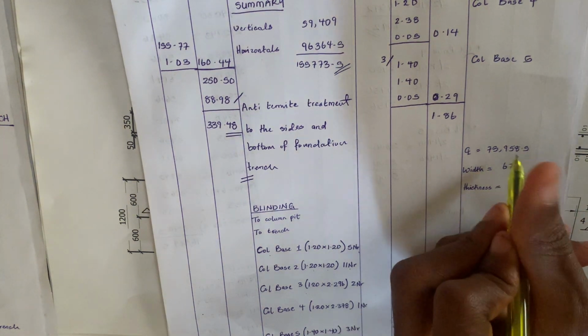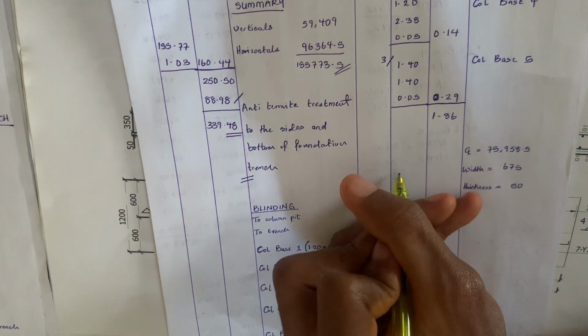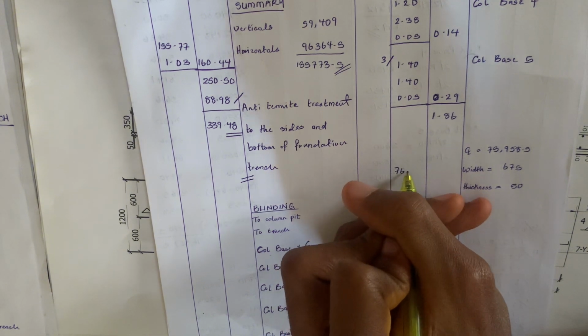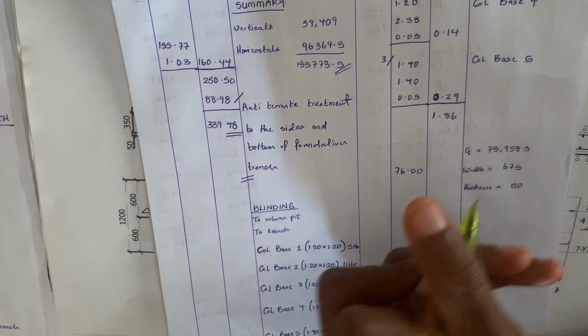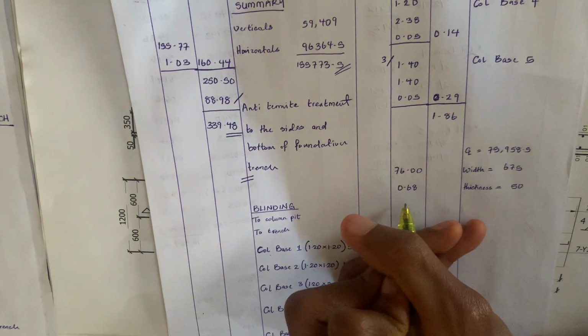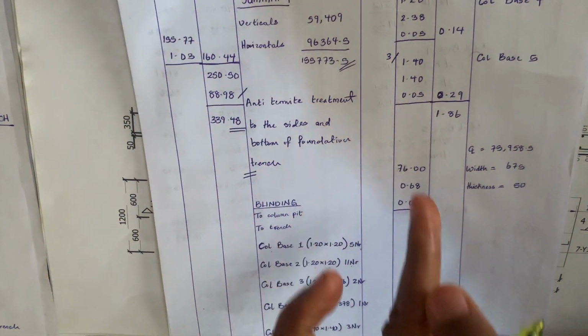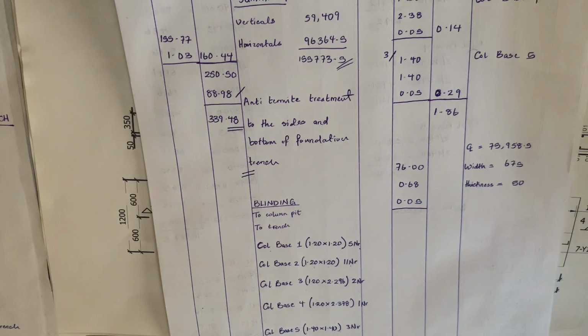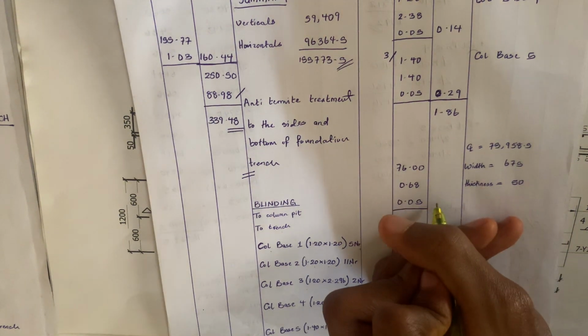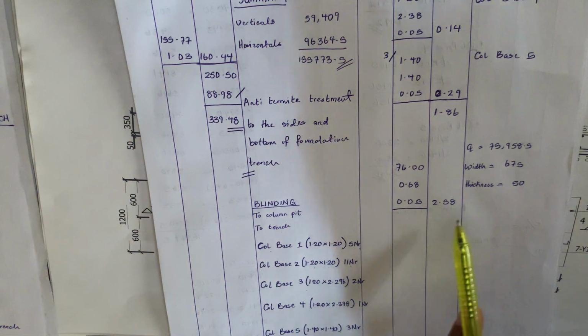So convert everything to meters and then book. So here we're going to be having 76.00. For the width we're going to be having 0.68, and then for the thickness we're going to be having 0.05. So do the maths and we'll know what we have. So 76 times 0.68 times 0.05 is going to give me 2.58. So this is the total volume of blinding for the trench.